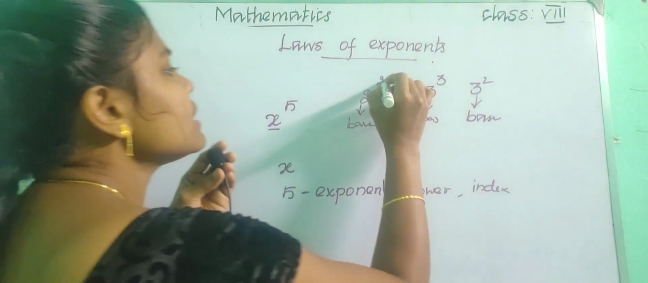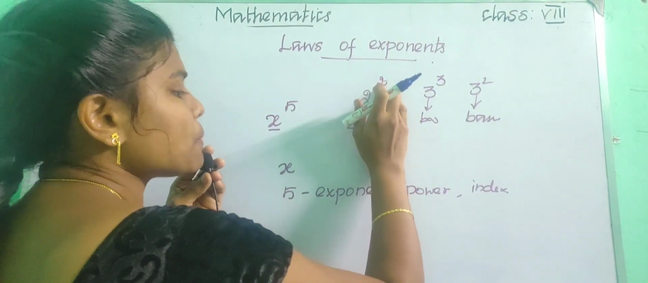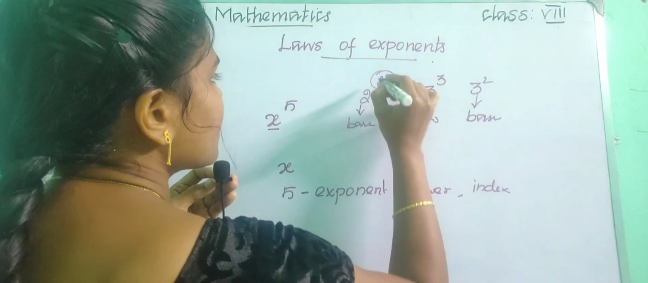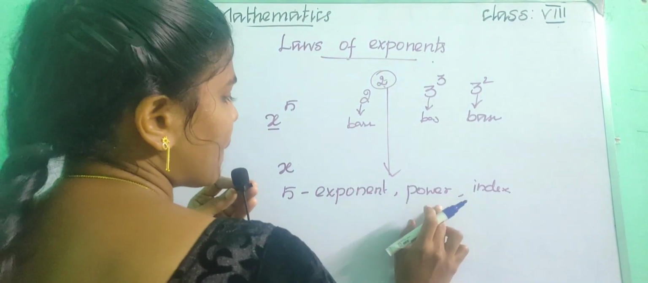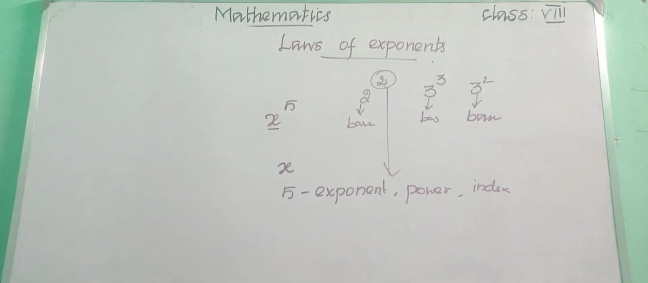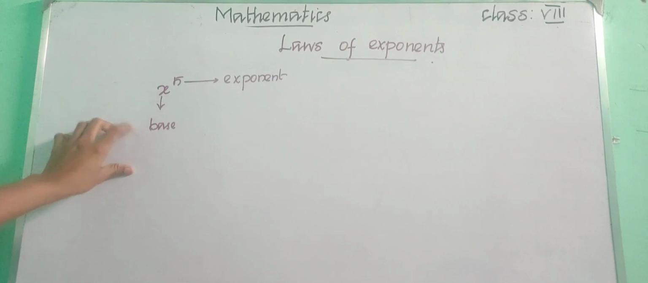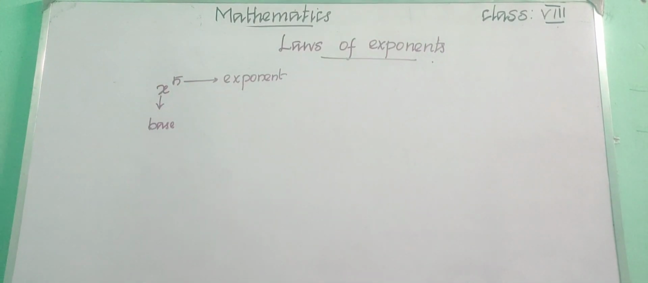So the number which is in the power, we can call it as exponent, power, and also index, okay. So what are all the names for this power? We can call this as exponent, power, and also index, okay children. So we are going to learn about all these and some of the laws for this exponents. The number x is called as base and the number which is in the power is called exponent. So what is the other name for exponent? Power or index, okay children.